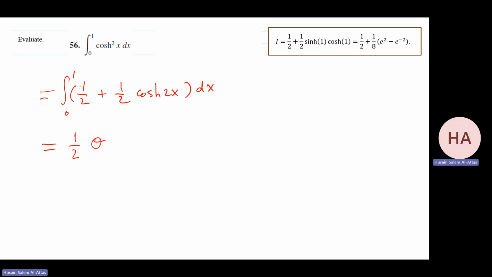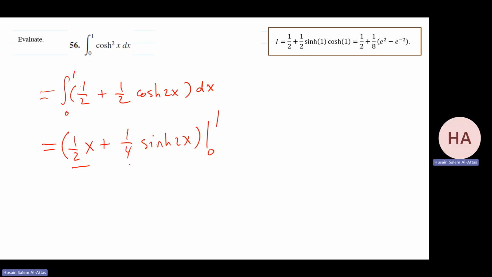Will be half theta. Cosine hyperbolic square is half plus half. It's half plus half. So that gives me x, not theta, sorry. I'm using x. So that will be half x plus 1 over 4 sine hyperbolic 2x from 0 to 1. You can check it.